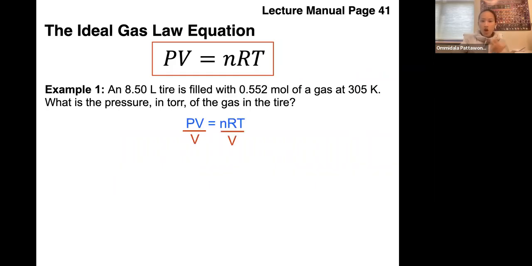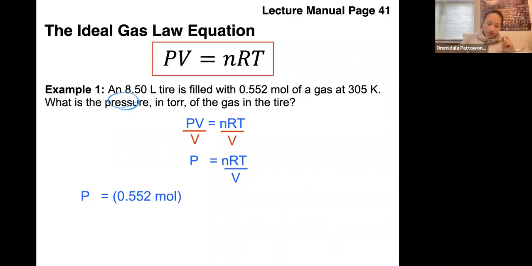Okay, so what am I doing first? I'm going to move volume to the other side of the equation because I want just the pressure at the end. So if I do that, I'm going to get pressure equal to nRT over V. Okay, so then I'm going to plug all those values in, right?